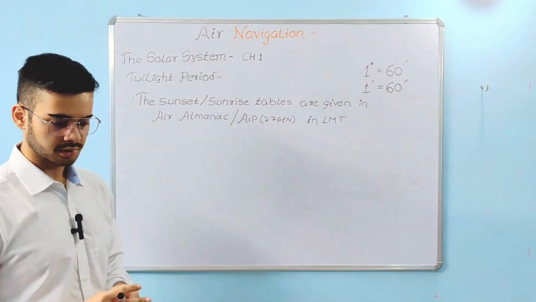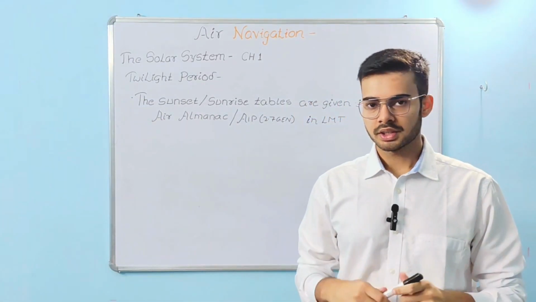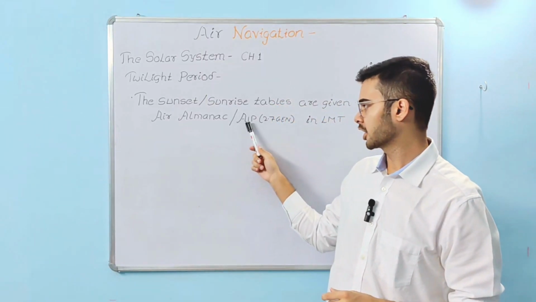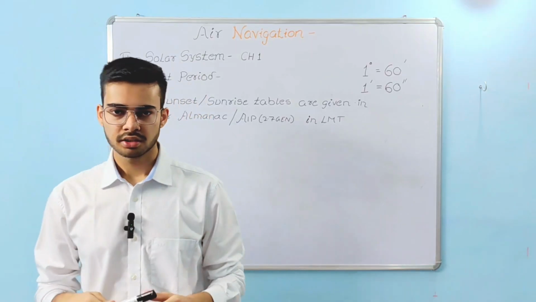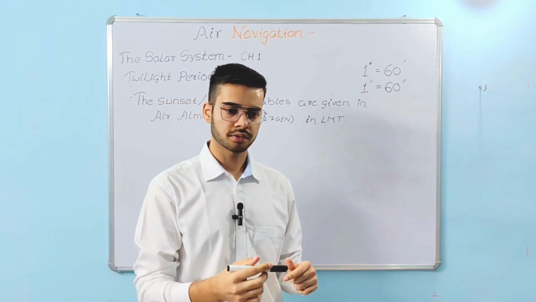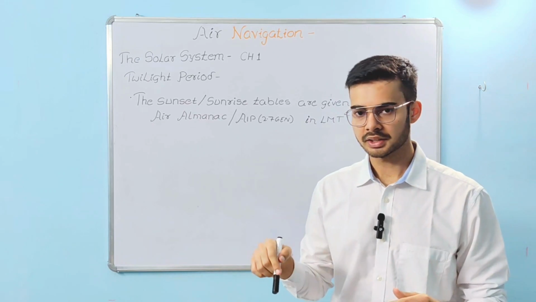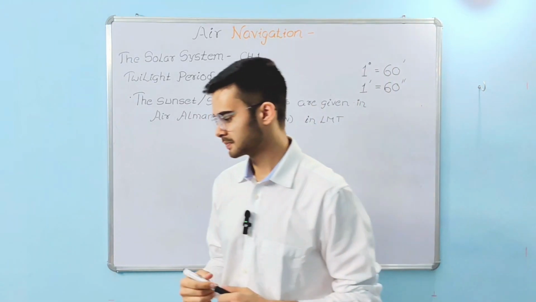So, what is this? Except the Air Almanac, there is one thing that you could access right now using the internet. That's AIP, Aeronautical Information Publication. So the Indian AIP contains all of the information that you need to know while flying in India. So let me show you the sunrise sunset table in AIP.